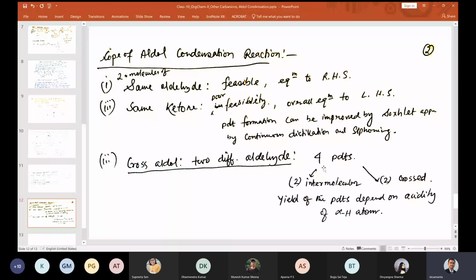If you get four products, and you also do not know which product will have how much yield, because that will depend on the acidity of the alpha hydrogen atom, then it is not of much use in practice, in the laboratory where you want to prepare some molecule. Now you are getting four different products, so it is not a very suitable situation. That is why these cross-aldol reactions are just for academic purposes, because you are curious to know what kind of products they can generate. But in reality, you generally don't do cross-aldol.